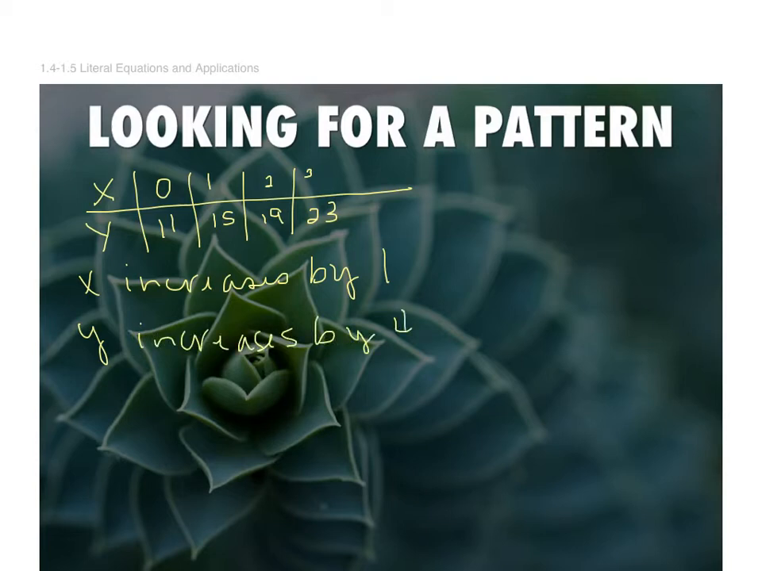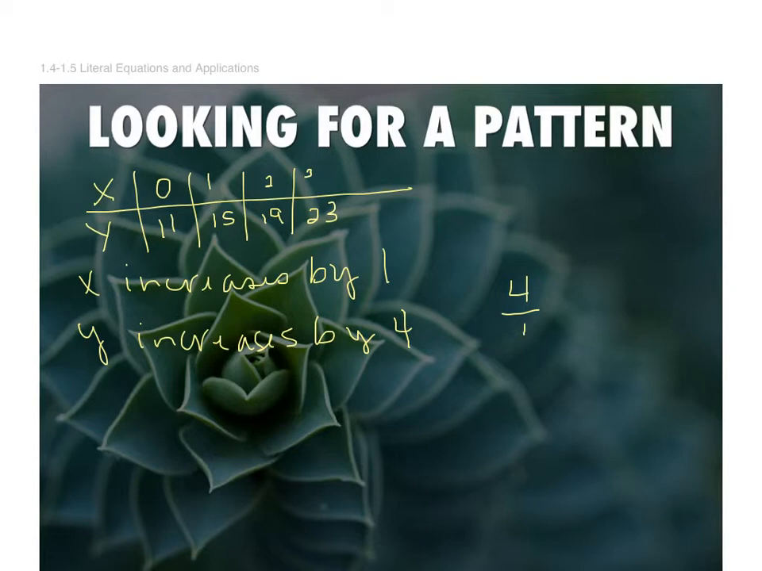So that's the rate of change, which conveniently enough is the slope. And slope is equal to the change in y over the change in x. So that would be the change of 4 over 1. And that gives us that pattern. And then the second part is to write an equation for this.